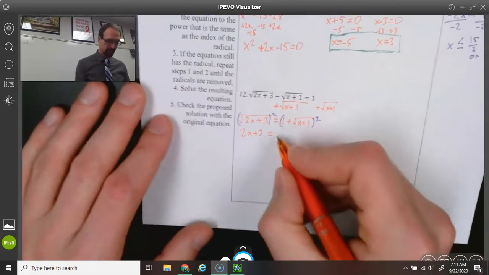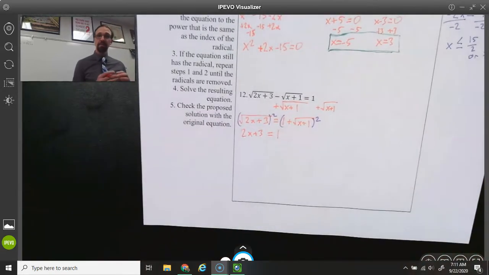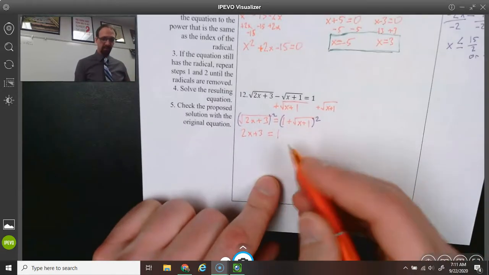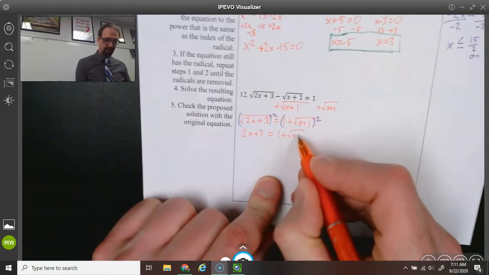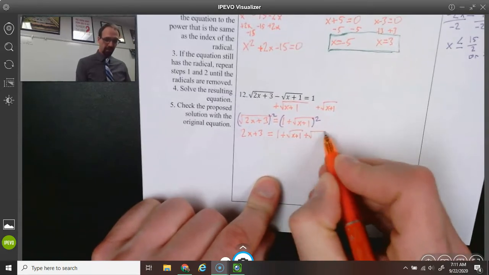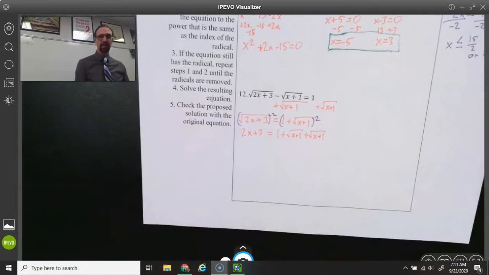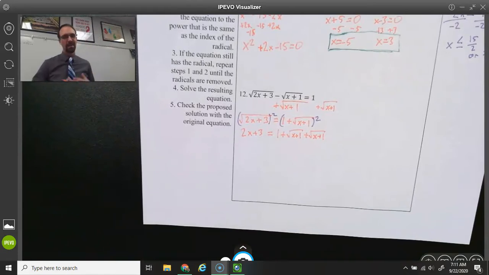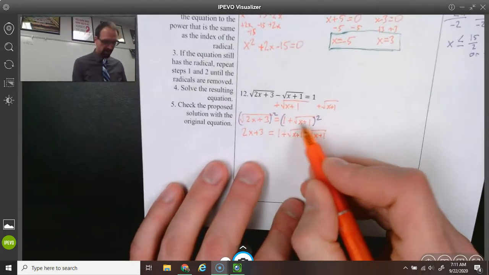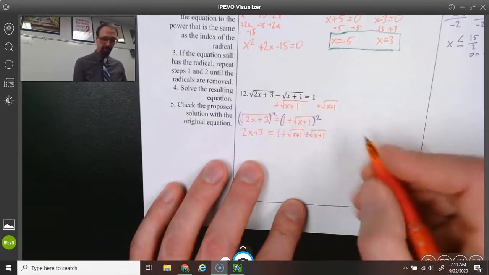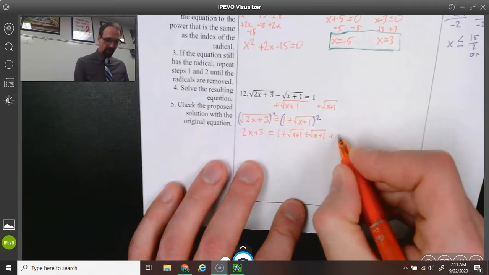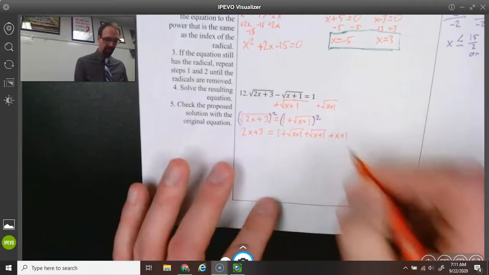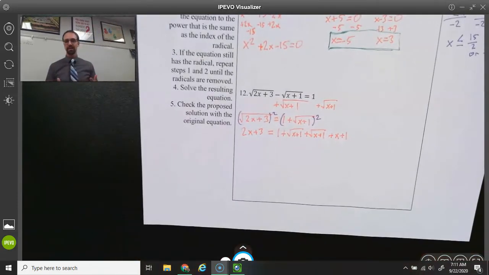Again, that's 1. Your middle terms, you're taking the square root of x plus 1 times 1, and then you're taking another square root of x plus 1 times 1. Keep that in mind. Now your last term here, the square root of x plus 1 squared, those two cancel, and you're left with just plus x plus 1. Let's combine all this together.